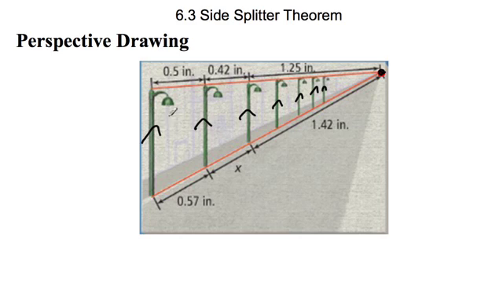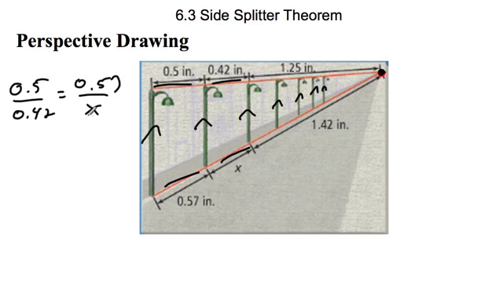So what are we doing? With this perspective drawing, what's cool is you can say, oh yeah, this segment is proportional to this segment, just like this segment is proportional to this segment. So you can say 0.5 is to 0.42, just as 0.57 is to X. And then you can find X and you're good to go. So perspective drawing is pretty cool. The ending clip on this is pretty neat with perspective drawing.